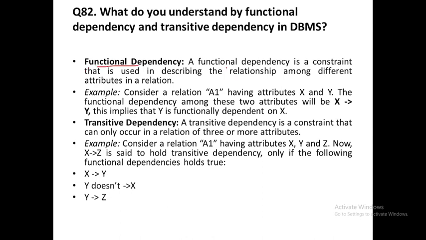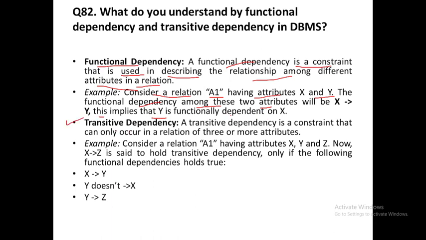Functional dependency. A functional dependency is the constraint that is used in describing the relationship among the different attributes in a relation. Example: consider relation A1 having the attributes X and Y. The functional dependency among these two attributes will be X tends to Y. This implies that Y is functionally dependent on X.